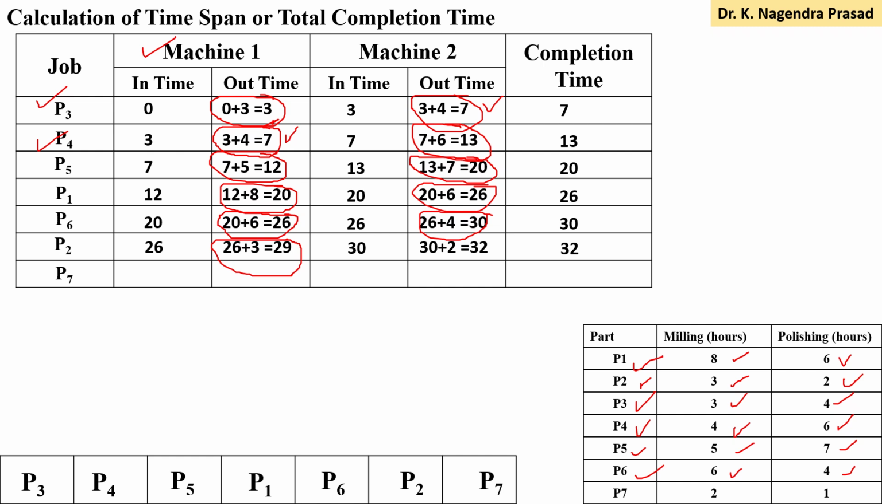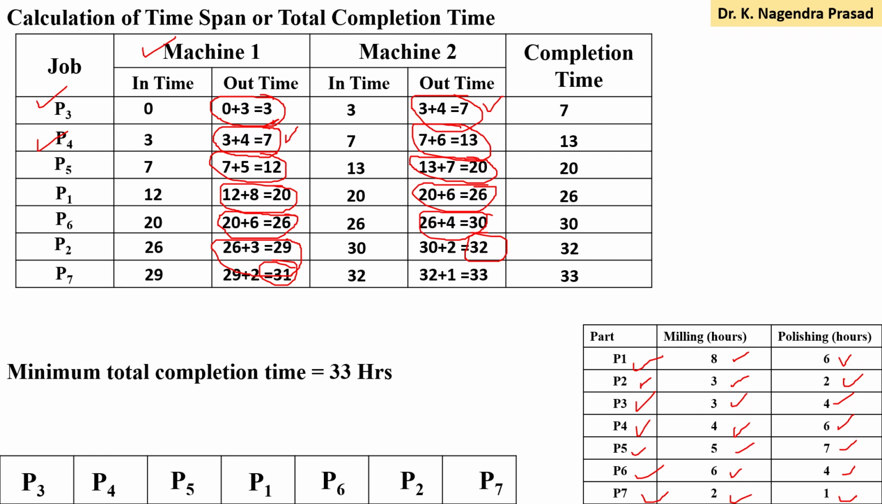So next one is P7. For P7, in time on machine 1 is 29 and processing time is 2. So 29 plus 2 is equal to 31. Next, in time on machine 2, we have to consider the maximum among 31 and 32. So that is 32 and processing time is 1. So 32 plus 1 is equal to 33. So total completion time is 33.